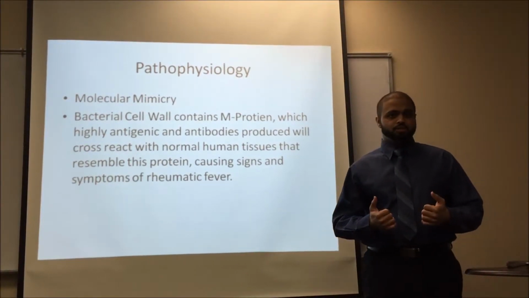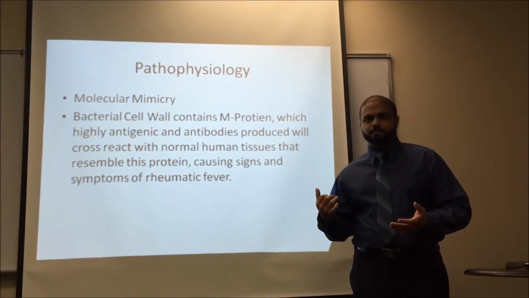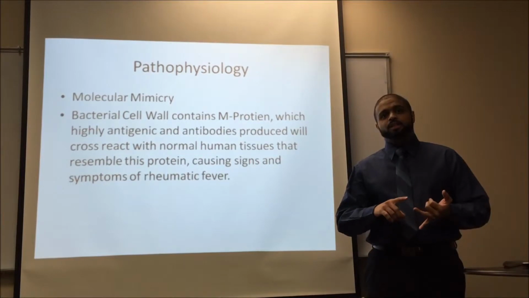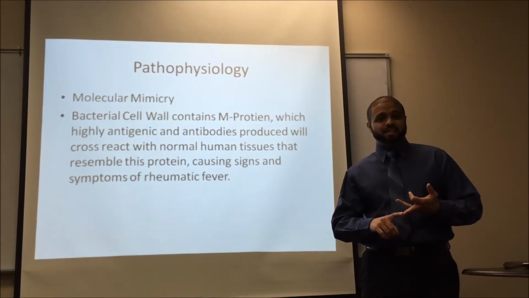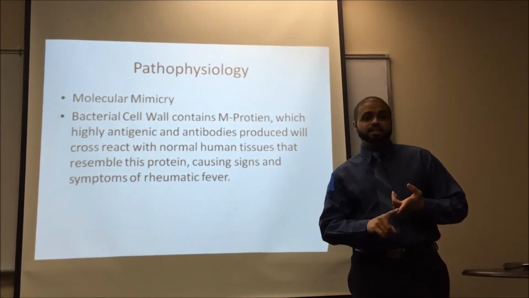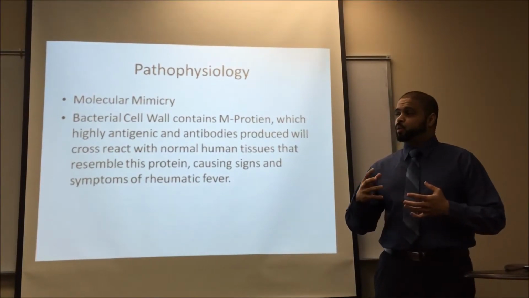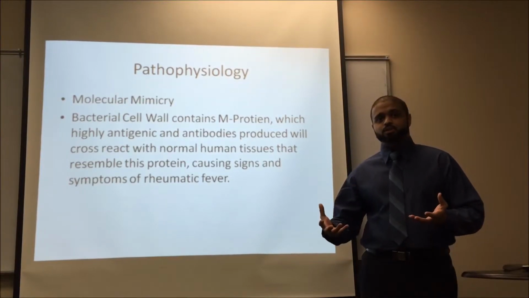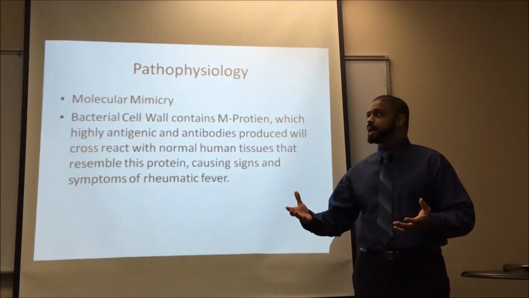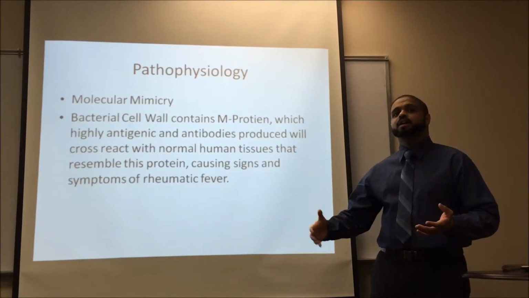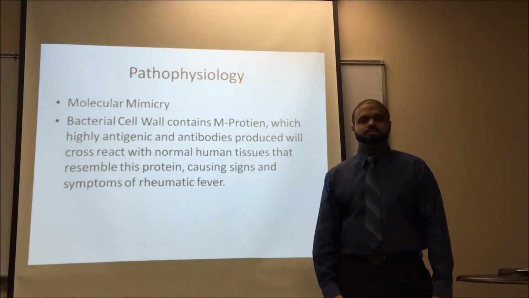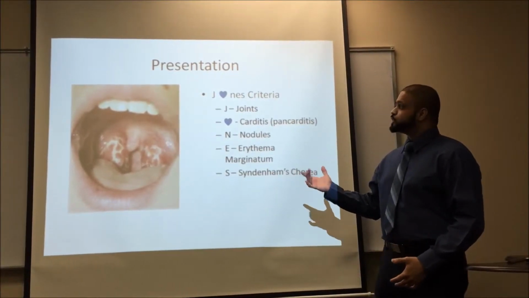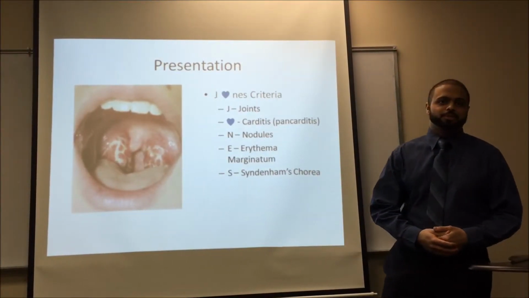Our body's tissues resemble this M protein. And what tissues specifically? The joints, the heart, the skin, and the CNS. Now, what happens is those antibodies end up reacting to these tissues because these tissues mimic, hence molecular mimicry, this M protein. The tissues that we mentioned make up the Jones criteria. So, we have the joints. What happens with the joints?